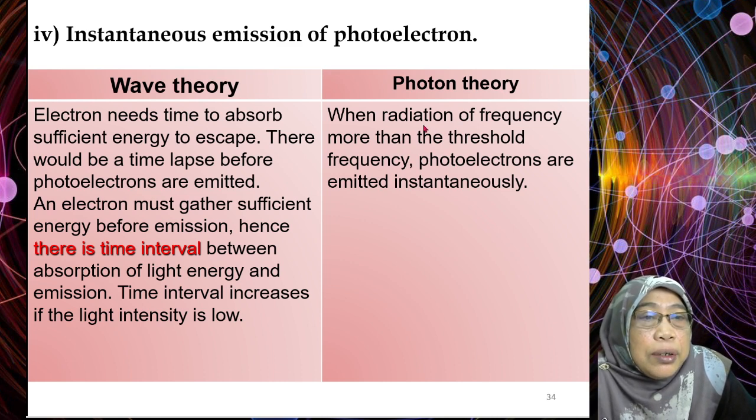Photon theory: when radiation has frequency more than the threshold frequency, photoelectrons are emitted instantaneously. No matter how low the intensity, as long as the frequency of the light is more than the threshold frequency, photoelectrons are emitted instantaneously.